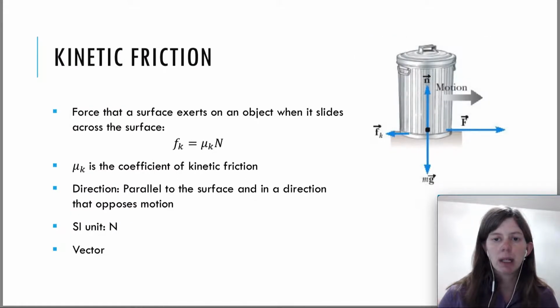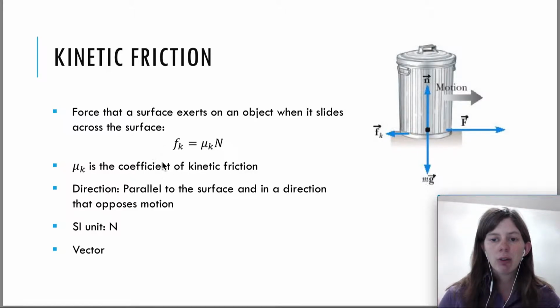Now specifically, kinetic friction is friction that acts when an object is moving. It's given by this expression here, Fk equals mu k times N, where N is the normal force, and mu k is the coefficient of kinetic friction. This is a property of the surface. The higher the coefficient, the rougher that surface is, and the more friction there's going to be.